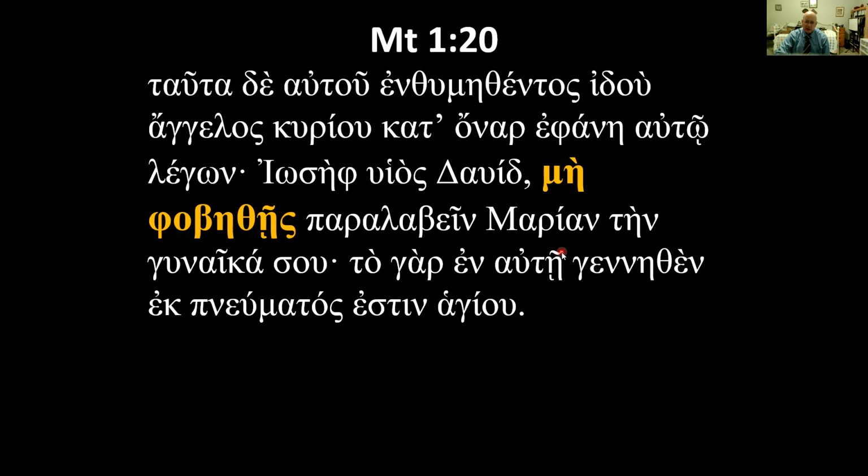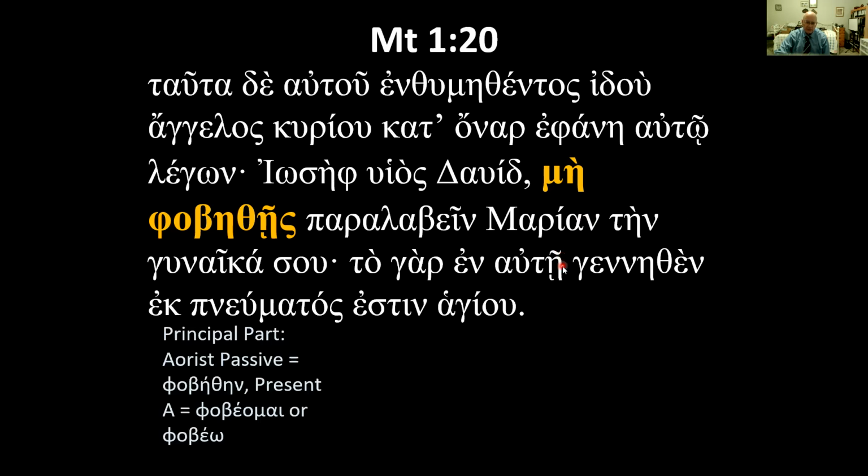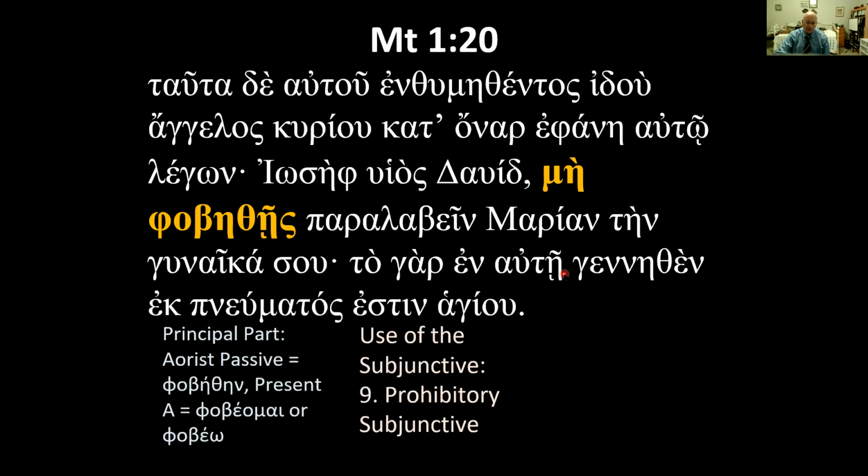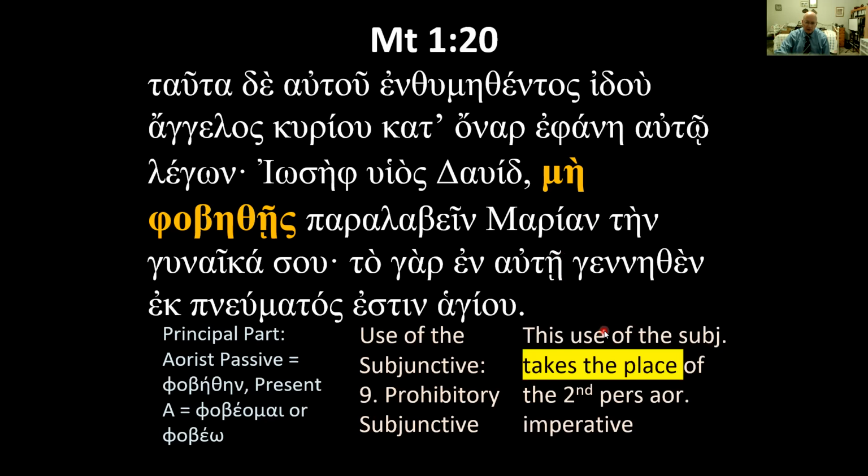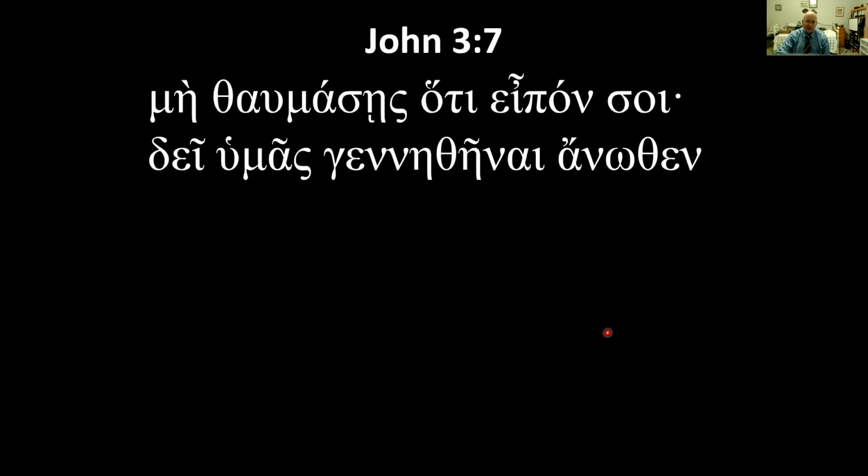So this is the aorist subjunctive. So the ninth use of the subjunctive, prohibition, the use of the subjunctive takes the place of the second person aorist. I'm not sure why I put that note in there, so I'll skip on.